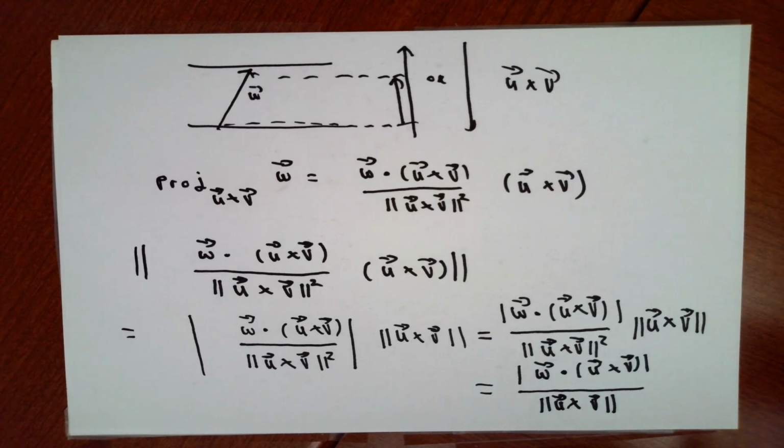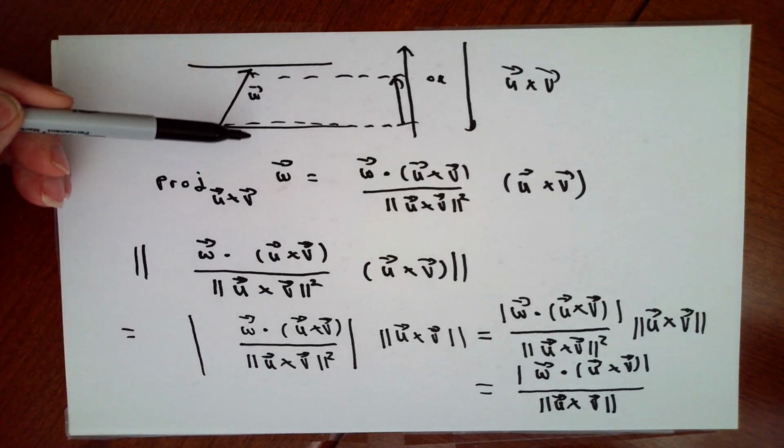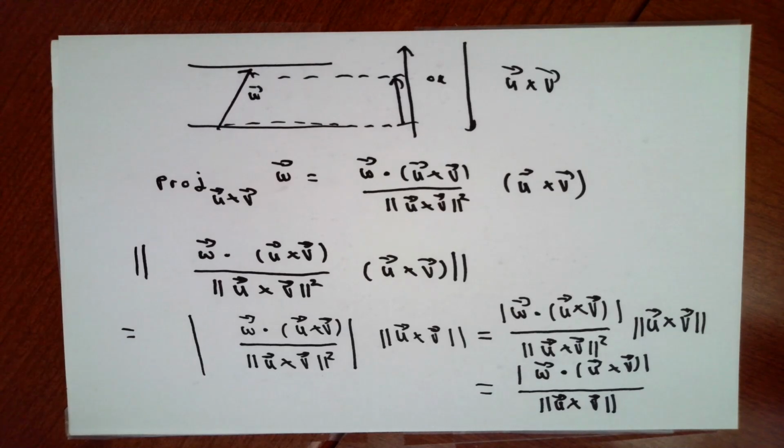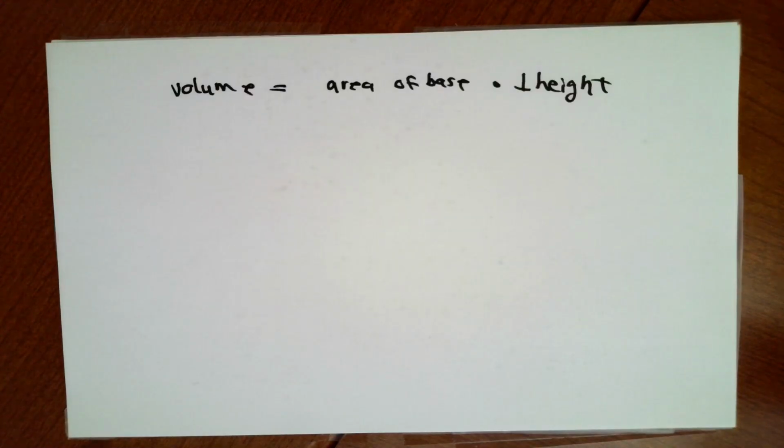So finally, we found a formula for this perpendicular height. You cross product u and v, take the result, form the dot product with w, take the absolute value of that, divide by how long u cross v is, and that is this perpendicular distance. The reason we're looking at this again is we're wanting the volume of that parallelepiped. We said it was going to be the area of the base multiplied by the perpendicular height. We now have formulas for those two things.